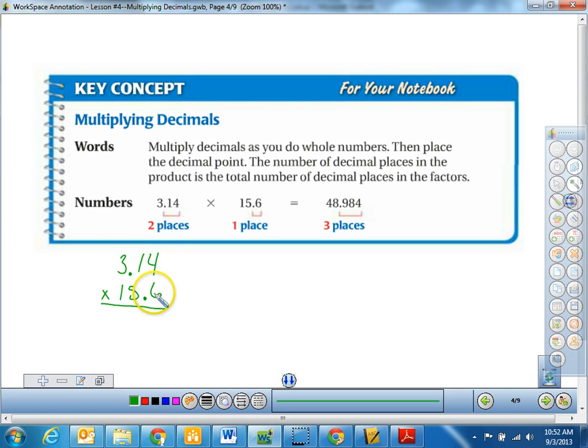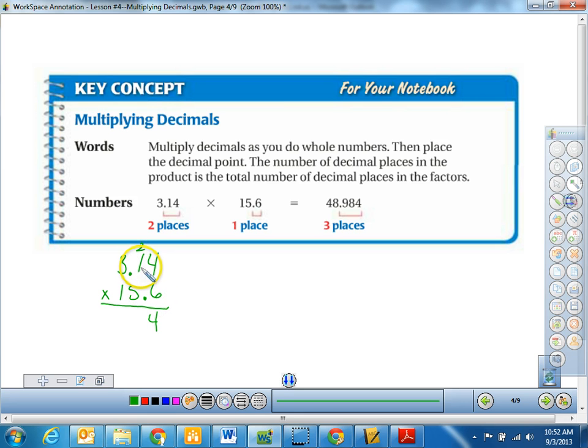So using our standard algorithm that we learned last week, I need to take 6 times everything up here. So 6 times 4 is 24. Remember, everything over 9 needs to get regrouped. So I'm going to put the 4 down here, and the 20 is going to go in this column.